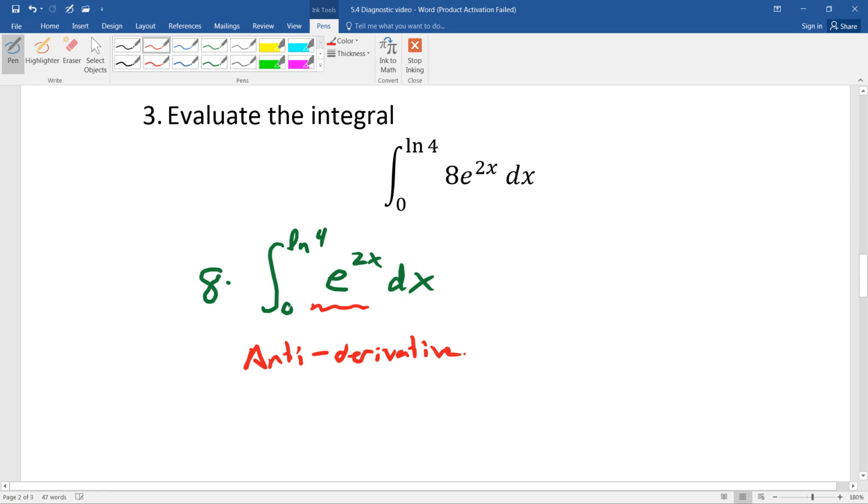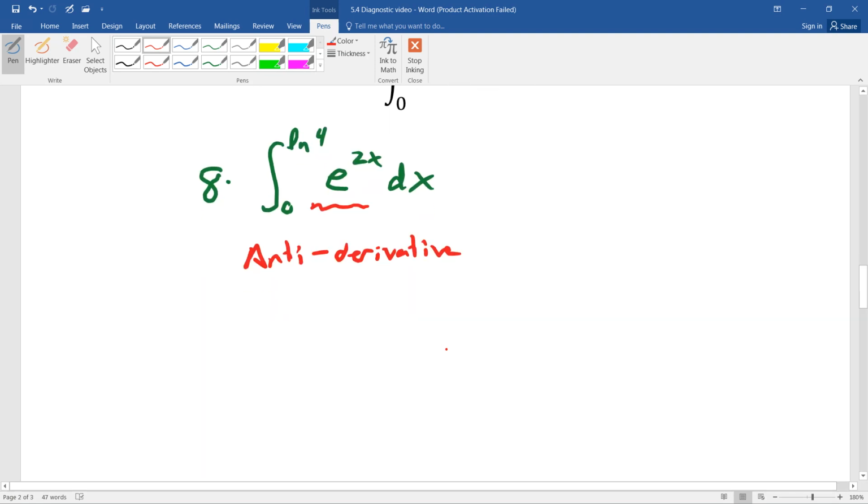And we should remember the derivative of e to the x is e to the x. So the antiderivative of e to the x is e to the x. But if we take the derivative of e to the 2x, we get e to the 2x times 2 by the chain rule. So taking the antiderivative, we will have e to the 2x times 1/2. We have to put a 1/2 there. That's the antiderivative of e to the 2x. And this came up in section 4.8.